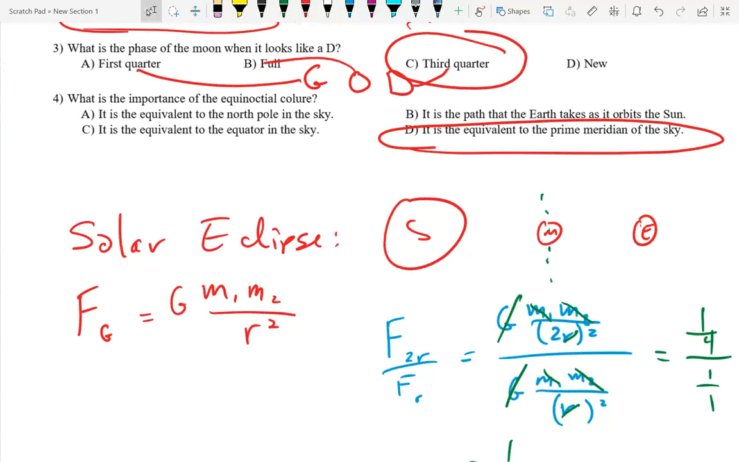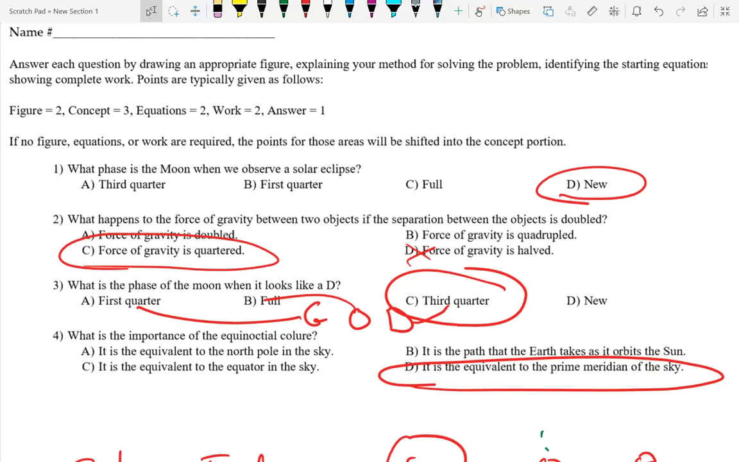Because they kind of have opposite meanings. So the correct answers here were D, C, C, D. And of course, my goal is that you knew them all. So I hope you did. Any questions about the quiz?